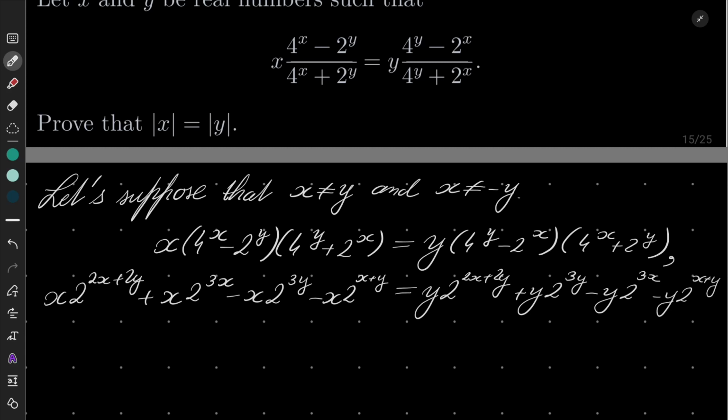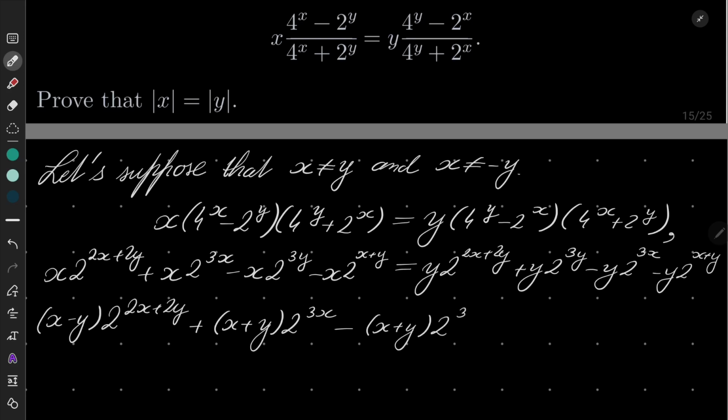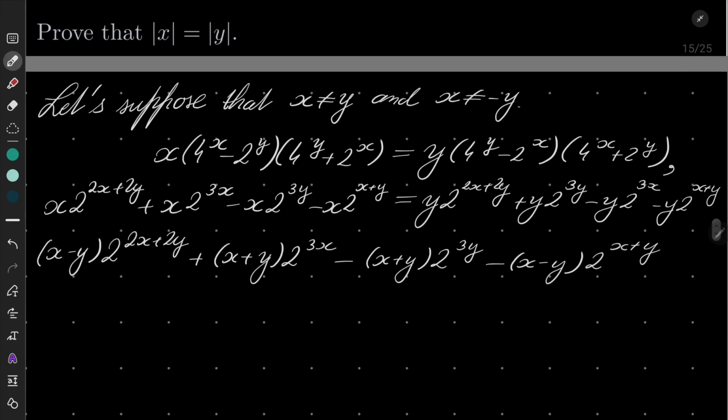Okay, and now let's group our terms. First of all, we can write it like that: x minus y times 2 to the power 2x plus 2y, plus x plus y times 2 to the power 3x, minus x plus y times 2 to the power 3y, plus minus x minus y times 2 to the power x plus y.